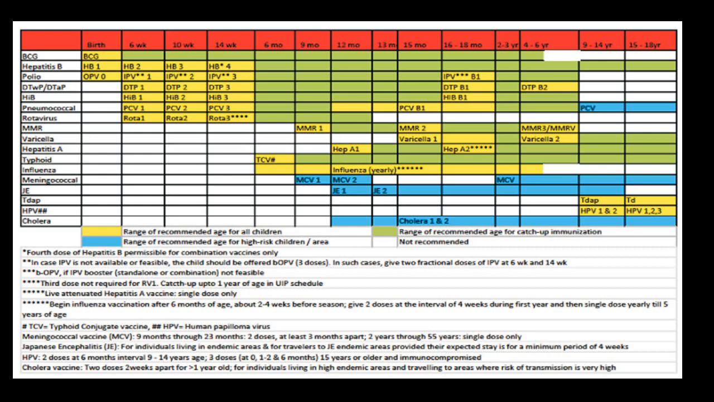And these vaccination recommendations keep on changing. Every year there is a committee where they discuss and say what vaccines are absolutely necessary, and even the dosing schedule and the timing is changed. So you have to always discuss with your pediatrician before vaccinating your child.